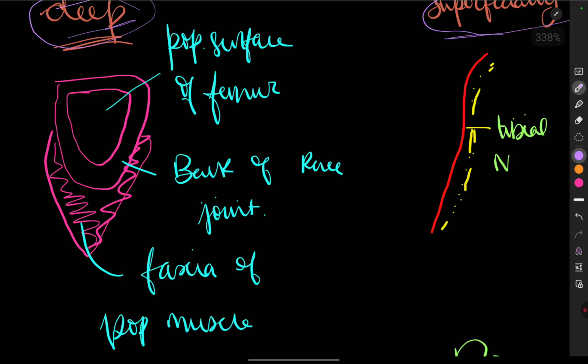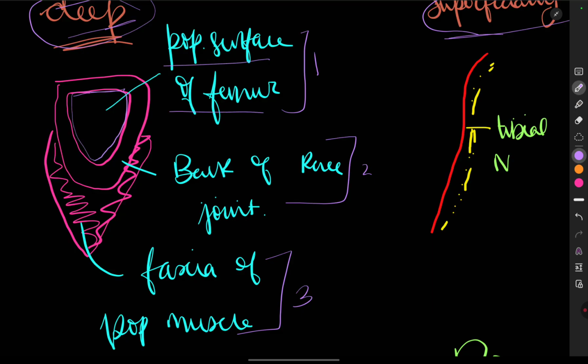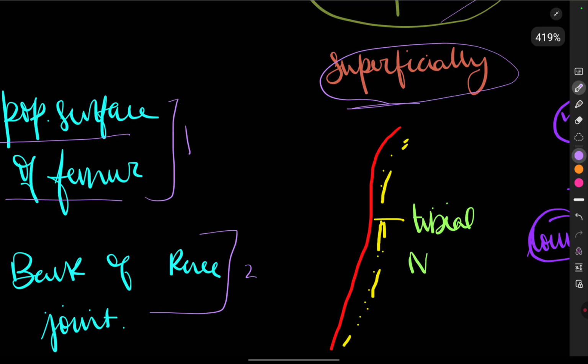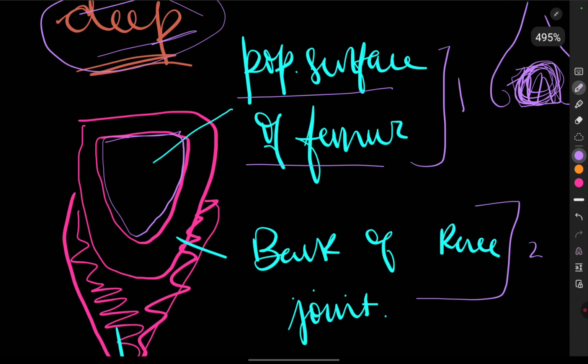Remember this in this order. This is the first one, this is the second one, this is the third one. So it has three relations, 1, 2 and 3. Whatever you see here is the popliteal surface of the femur. We had already seen this. Suppose these are the condyles of the femur, and this is the region of the popliteal surface of the femur.